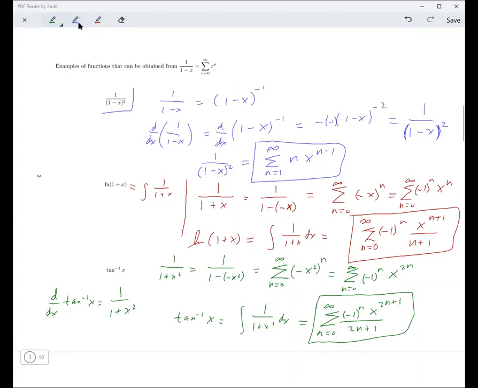Okay, now, one thing I would like to note right here is that the radius of convergence is 1. That means that these also have radius of convergence 1 because they were obtained by a minor manipulation that did not change the radius of convergence. Taking derivatives doesn't change the radius of convergence, and taking integrals doesn't change the radius of convergence. So none of the operations change the radius of convergence.